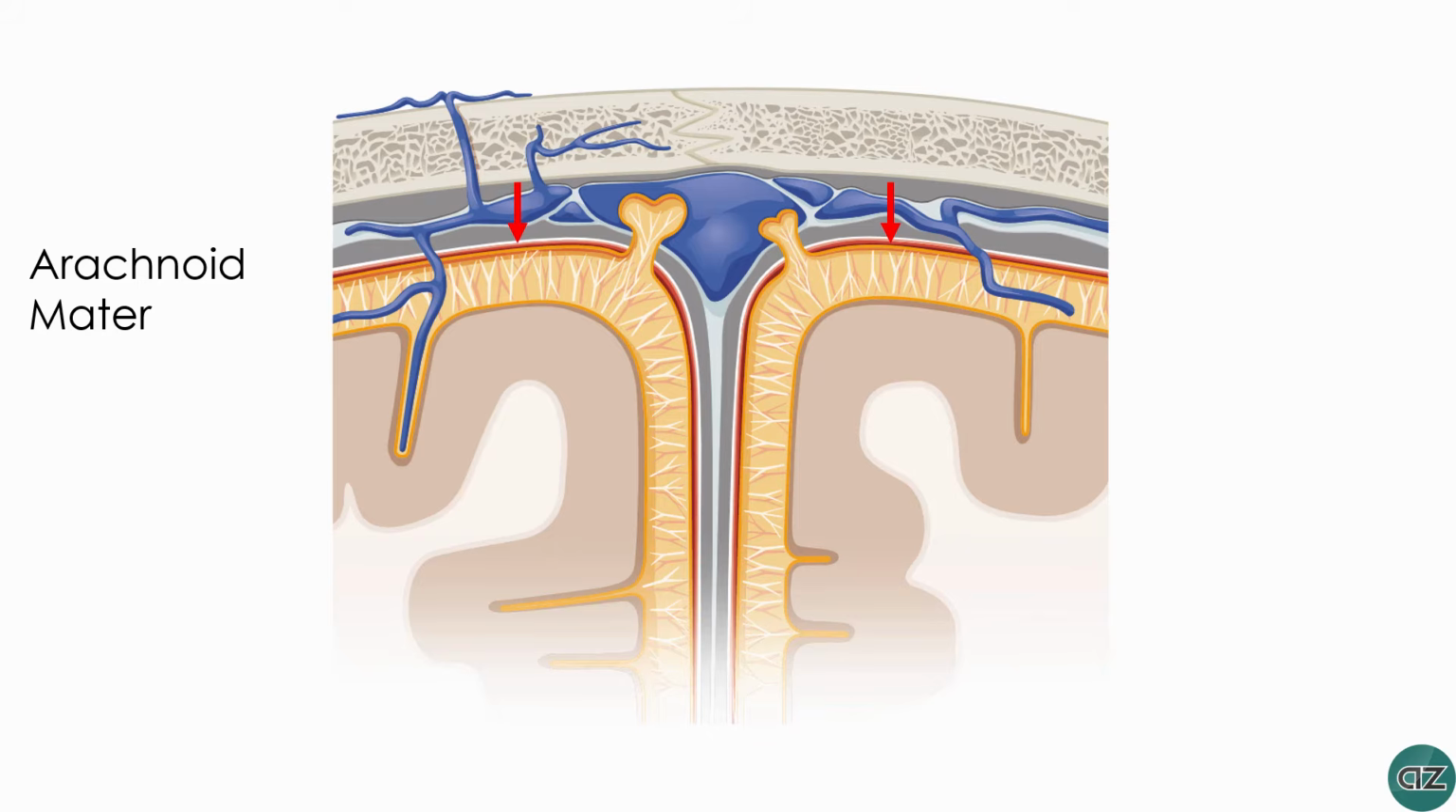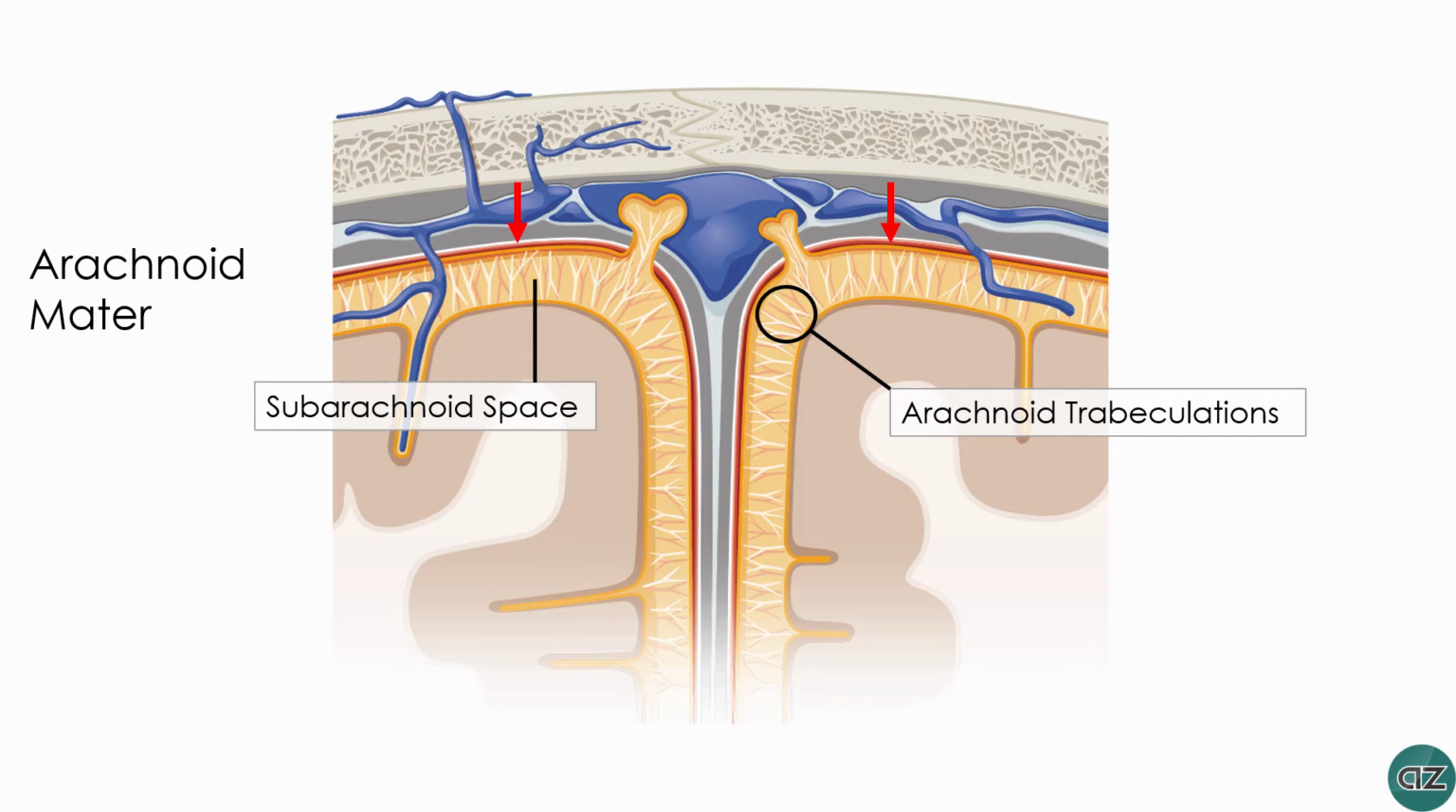In the context of trauma, blood can get in between the dura mater and the arachnoid mater, separating the two membranes. This is known as a subdural hemorrhage or hematoma. The arachnoid mater is the middle meningeal layer and gets its name from its spiderweb-like appearance. You can see here that it has thin filaments known as arachnoid trabeculations, which traverse the subarachnoid space and blend with the pia mater like a spiderweb.